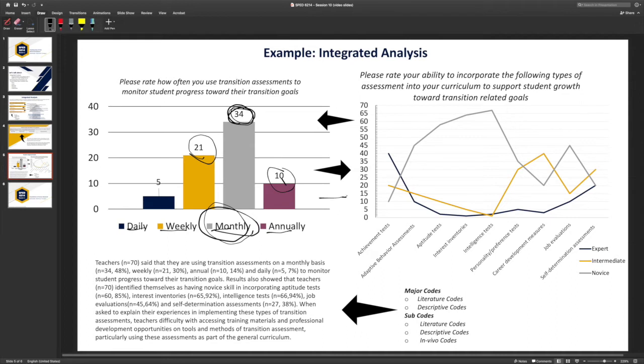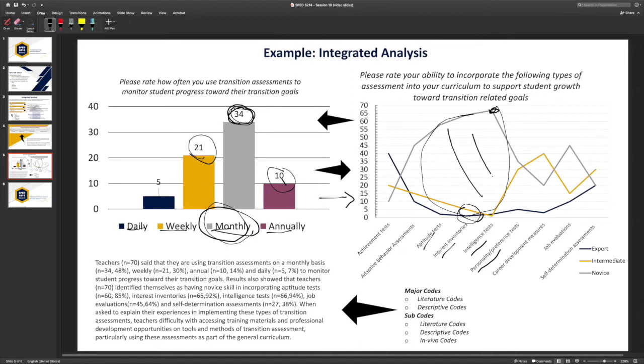Now let's head over to our multi-grid ranking. And remember, what we want to do is look for those big areas of need. So we're looking for the largest gaps between our expert and our intermediate and our novice. So we want to see the lowest amount of expert and intermediate and the highest amount of novice ratings for these. So you see really this whole area here. So that's aptitude tests, interest inventories, intelligence tests, personality and preference assessments, and even to some degree adaptive behavior assessments.